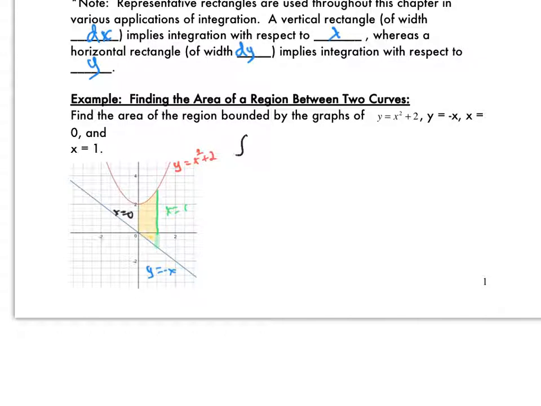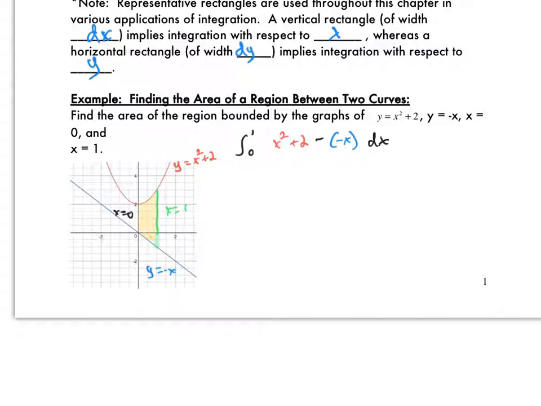It's going to be the definite integral from 0 to 1 to represent the boundaries there. And then since this is the larger of the two, I'm going to write this one first. And then I'm going to have to put in my second function, which of course is the lower function, negative x. And then of course I'm going to have to tack on a dx for good measure.